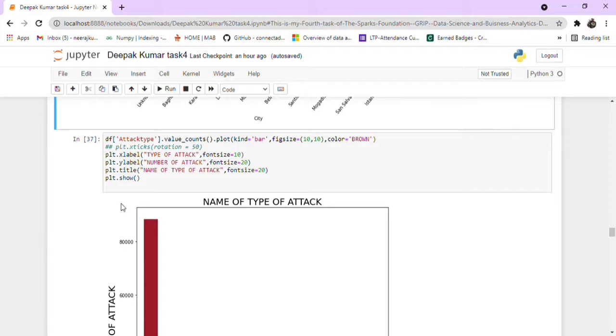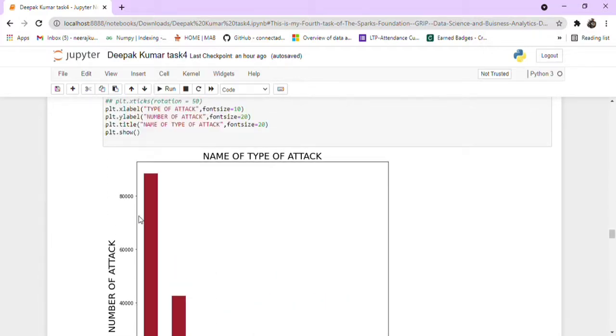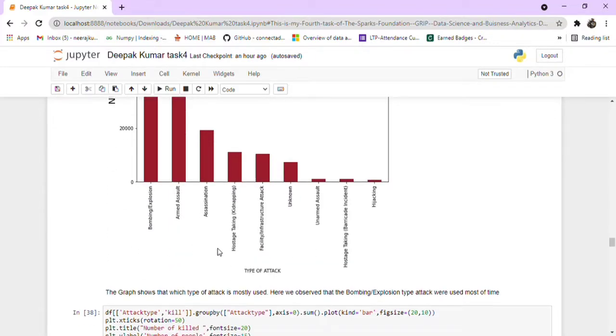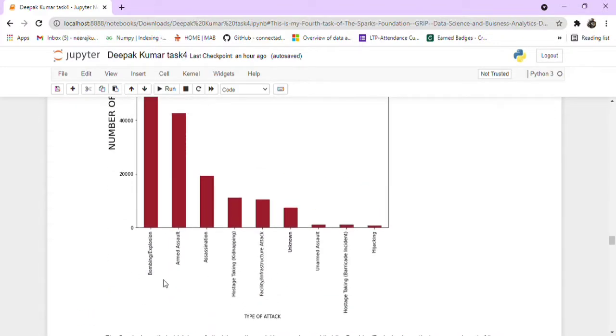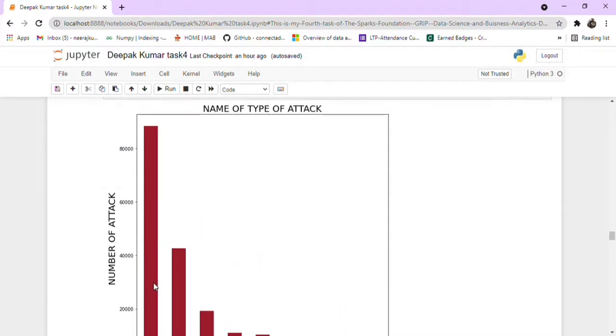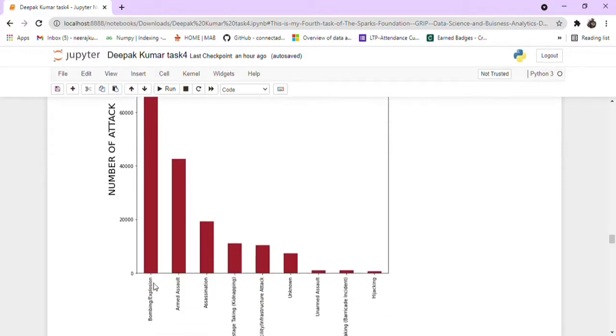After that, I have also named what type of attack is being caused, so I have also drawn the plot for it. So, number of attacks versus type of attack. Bombing and explosion is the most common, and the major cause of terrorist attacks in the cities.